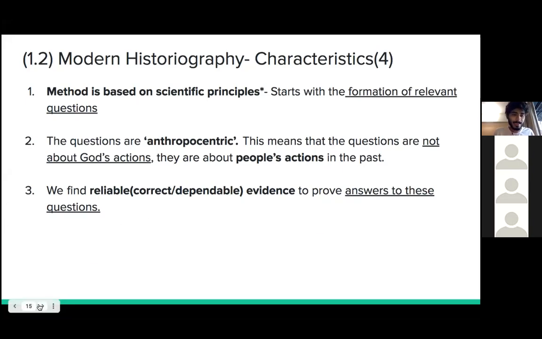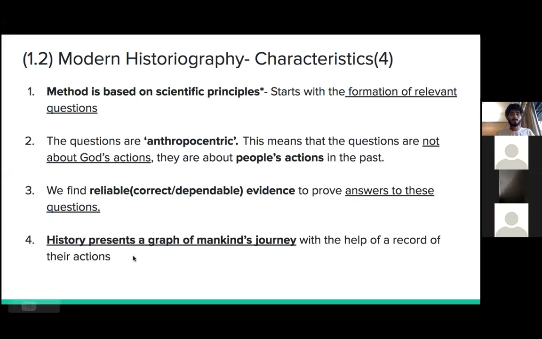And the last thing is that once we've asked the relevant questions, and found the answers to those questions with reliable evidence, then we will start writing history. And when we write history, the aim is to present a graph of mankind's journey with the help of a record of their actions. यानी कि हम एक कहानी लिखने की कोशिश कर रहे हैं कि इंसान कैसे आगे बढ़े टाइम के साथ, right? How did not one person, but how did mankind move forward, right? Over time. So that's the broad idea.